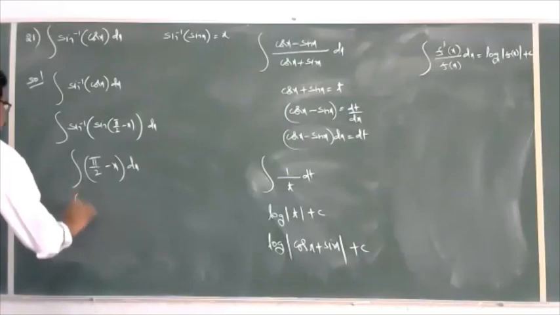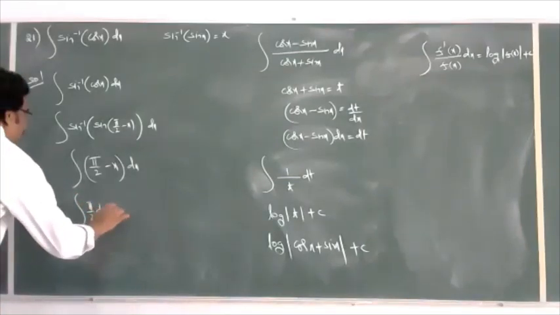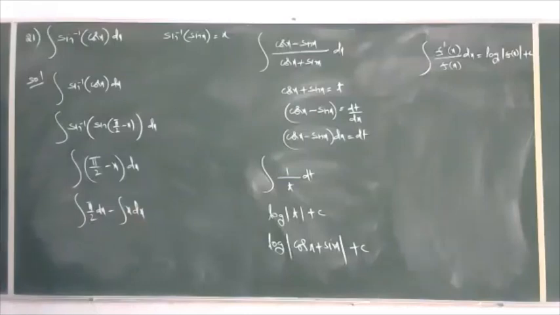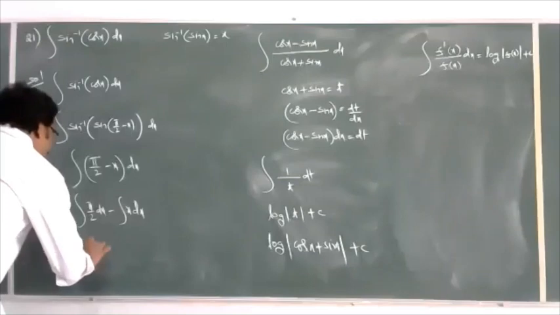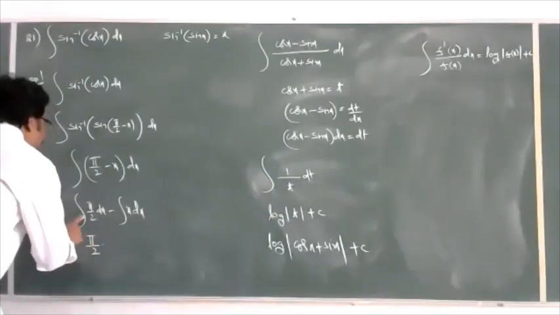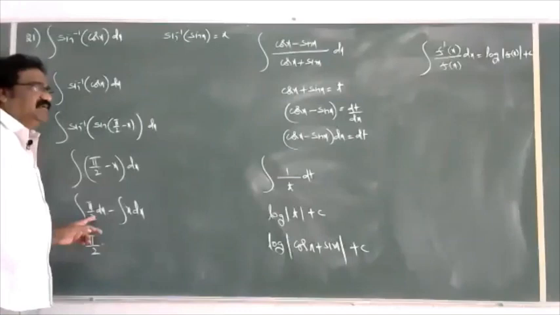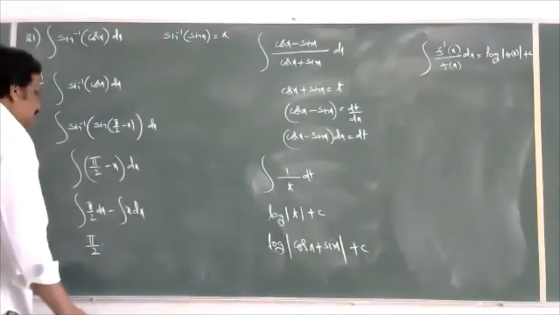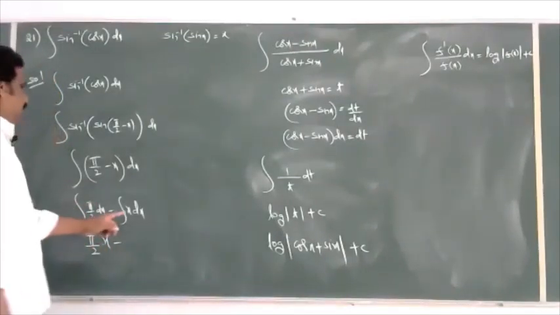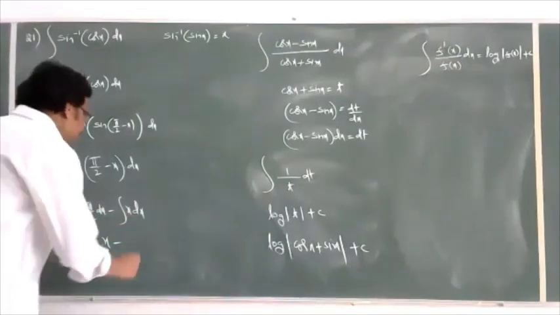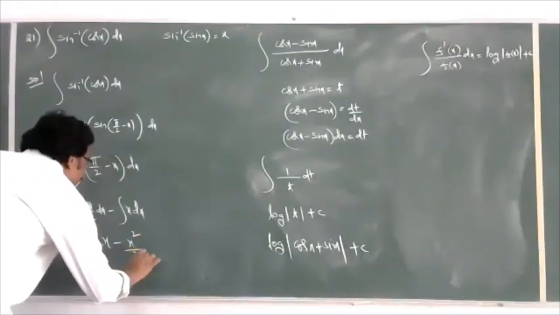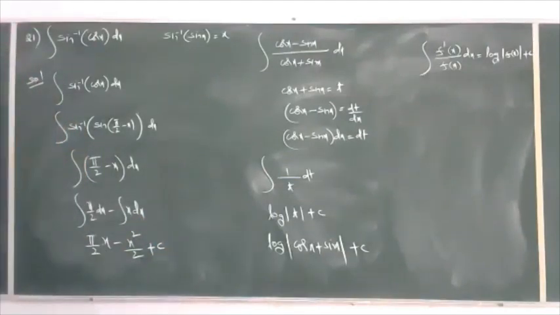So split this: integral pi by 2 dx minus integral x dx. Here pi by 2 is the constant, you write it outside, that is pi by 2 into integral of 1, which is pi by 2 into x, minus here x power 1. Using the x power n formula, x power n plus 1 by n plus 1, that is x power 1 plus 1 means x square by 2 plus c.